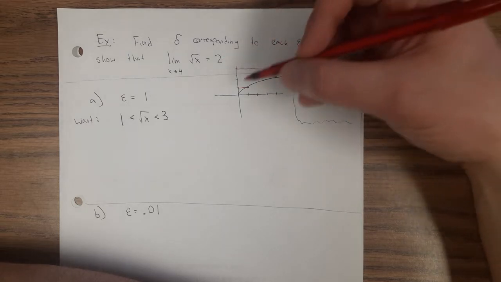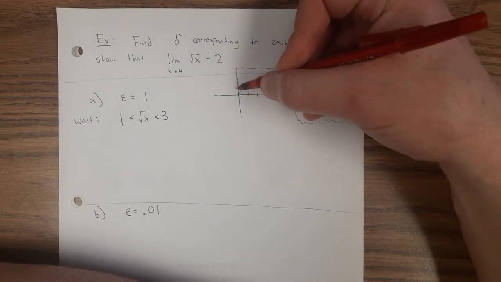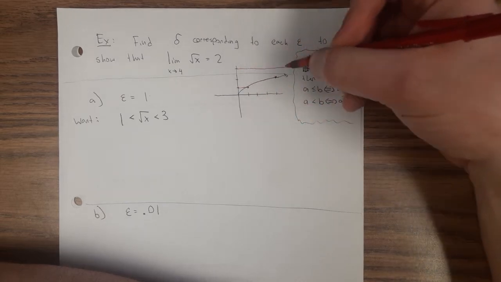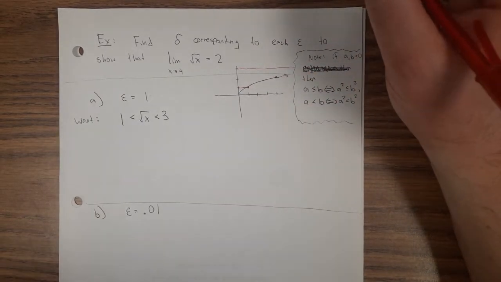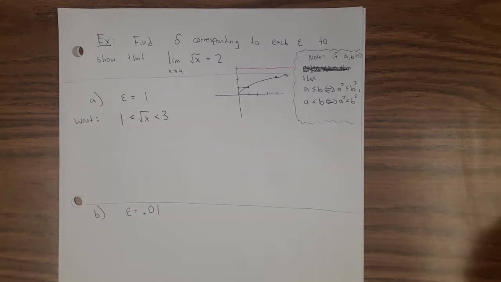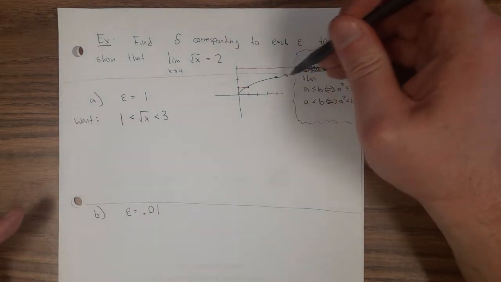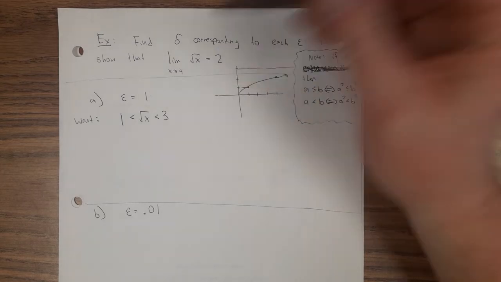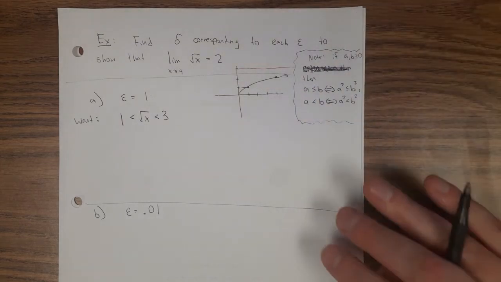So it's like I'm drawing this vertical window from y equals 1 to y equals 3, and then I'm asking, what horizontal window does x need to be in? And again, of course, the graph doesn't go far enough to the right, but that's okay. I can solve this with equations and inequalities.